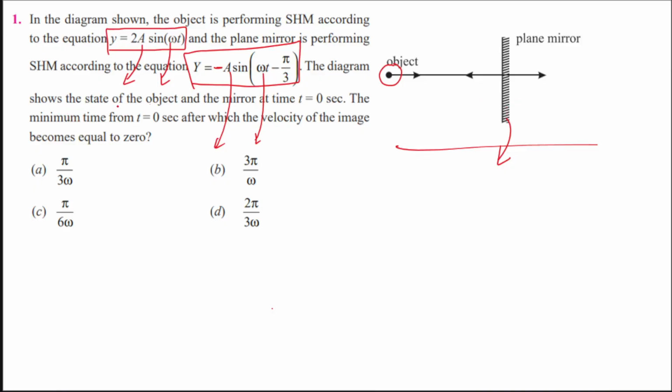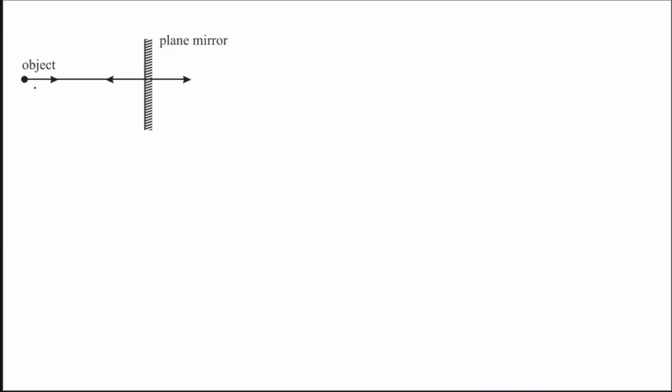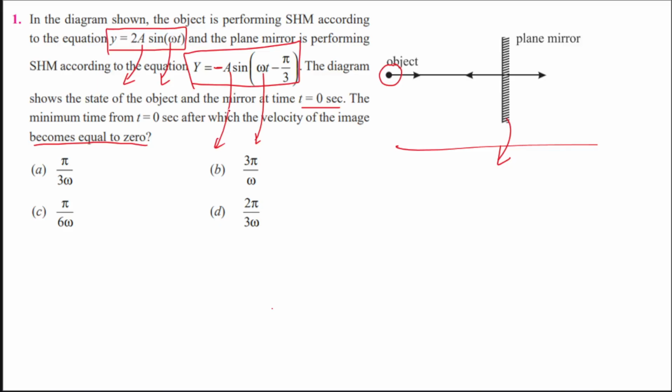Now the diagram shows the state of object and mirror at time t equal to 0 second. So this is the diagram at time t equal to 0 second, and after that we have to talk about the time when the velocity of image becomes equal to 0. Done? So we will require some equation for this, right? And what is the relation of velocity of object with velocity of plane mirror? Because we have to simply talk about the instant when velocity of image becomes equal to 0. Done? In that case, we should know what will be the relationship.